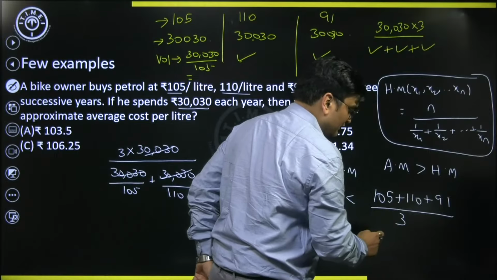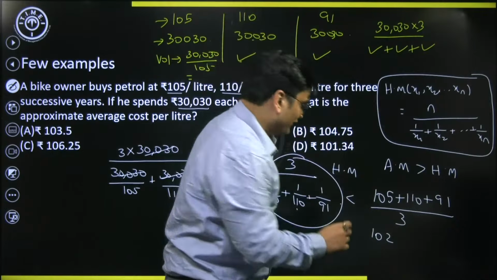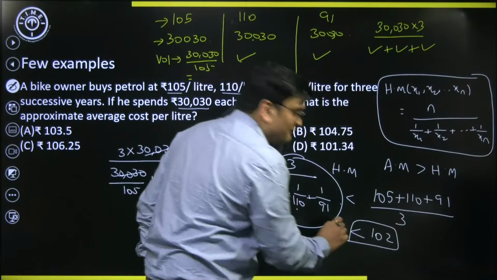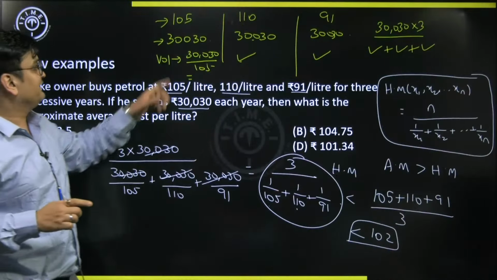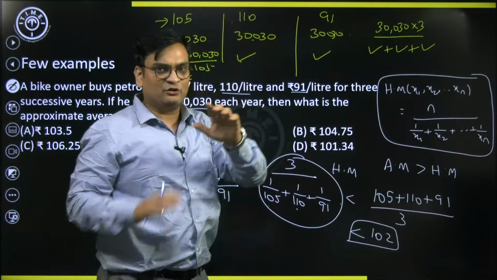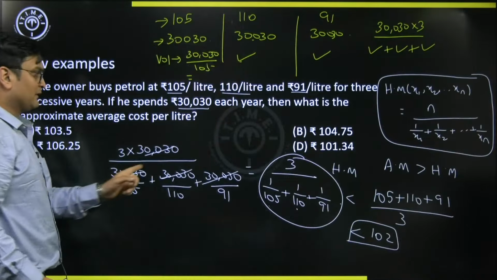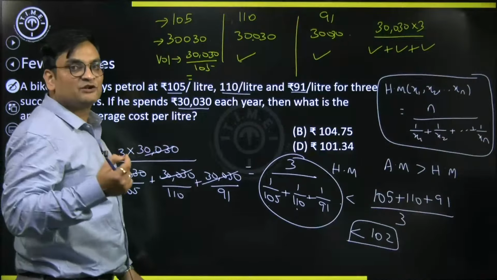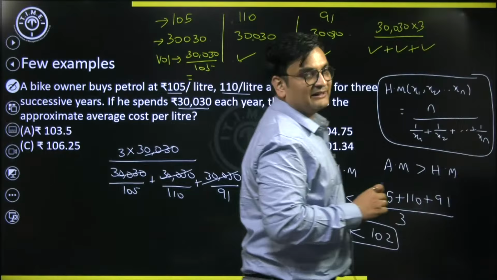105 plus 110 plus 91 is 306, by 3, 102. So that means I don't know what my answer is, but my answer should definitely be less than 102. Now please realize here we successfully avoided this complex calculation. I'll quickly look at the options. Now which option is less than 102? Luckily for us only one option. D will be the correct answer.